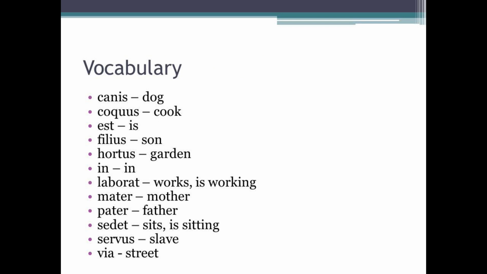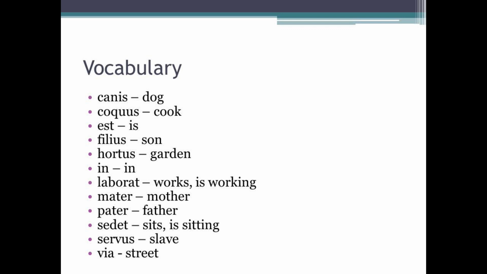Now let's have a look at a few words. Canis is a dog. Coquus is a cook. Est means is. Filius is a son. Hortus, garden. In, same as in English, means in.